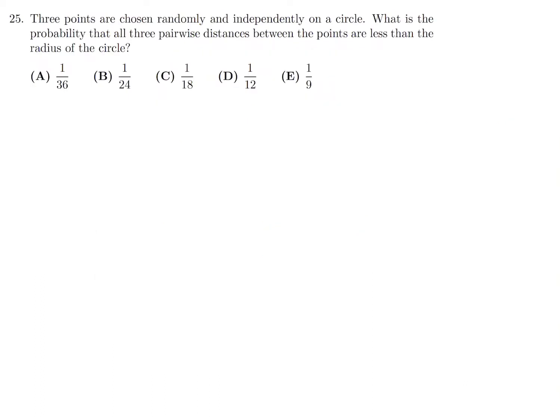3 points are chosen randomly and independently on a circle. What is the probability that all 3 pairwise distances between the points are less than the radius of the circle? So first, let's explain what they are referring to in the question. You've got a circle, and you've got the center right there, and you've got these 3 points, and I will call them A, B, and C.